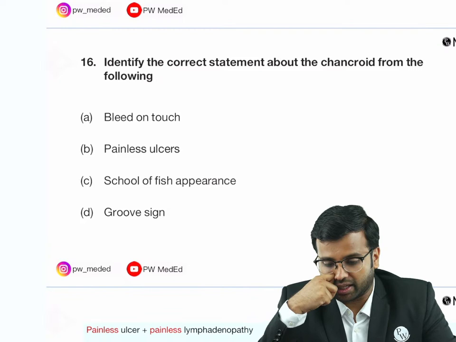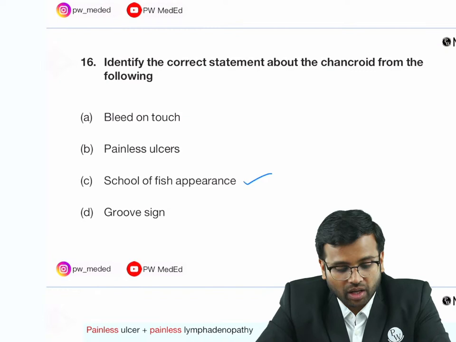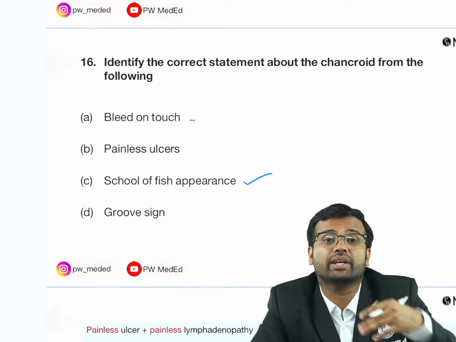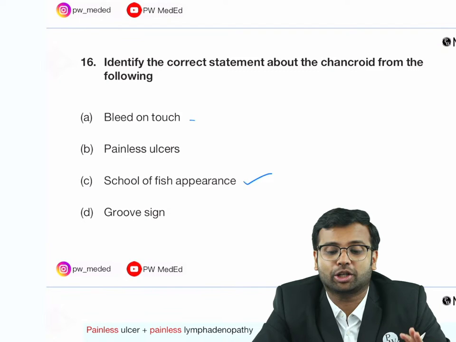So Vinay is answering it right. That is a school of fish appearance. So that is the right answer when it comes to Haemophilus ducreyi or chancroid. Fine. Now, what is the genital ulcer which is beefy red in color and which may bleed to touch? Can you make a guess? So which is beefy red in color and which may bleed to touch. Yes, this is seen in donovanosis.